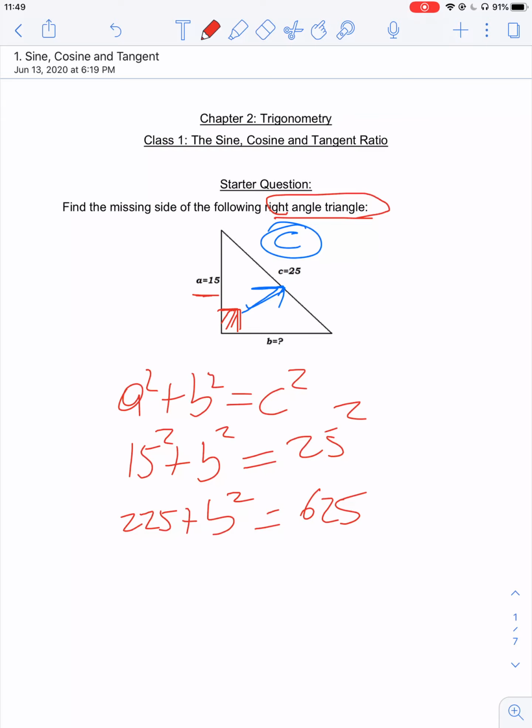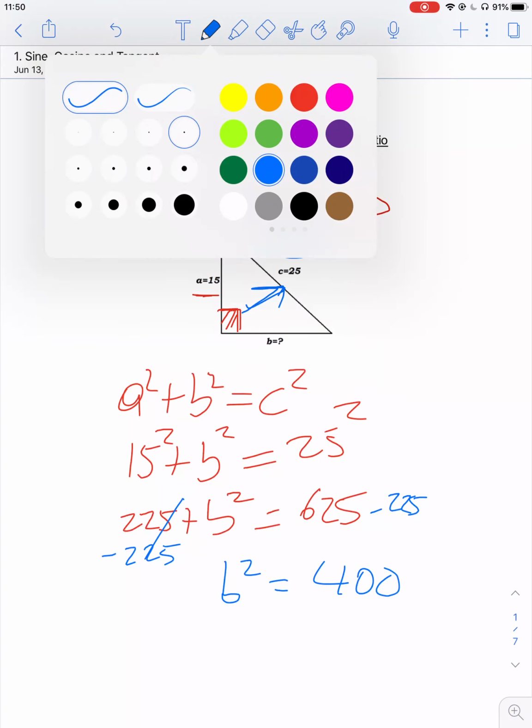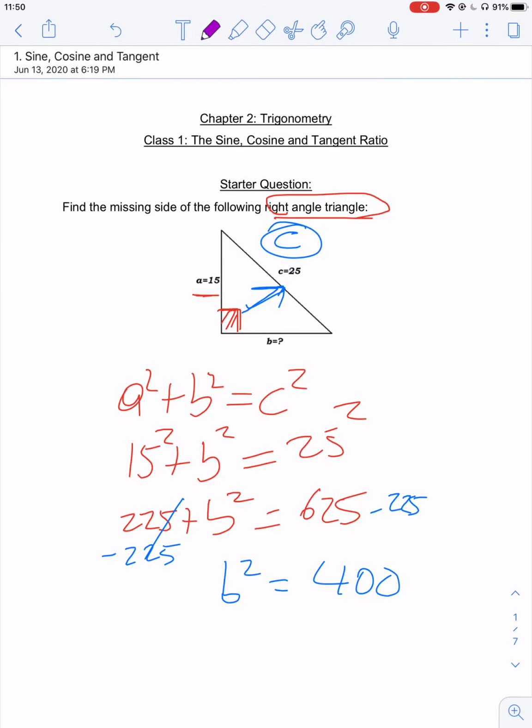Now it's just a question of solving for b, okay? So just get rid of the 225, do the opposite, right? Minus 225, minus 225, so this will disappear, and then you're going to have b squared is equal to 400, right? And you're not looking for b squared, you're looking for b, so you have to take the square root. So then b will just equal 20, okay? Now, because the units are not given in the question, you don't have to put the units. So it's just 20. And there you go.